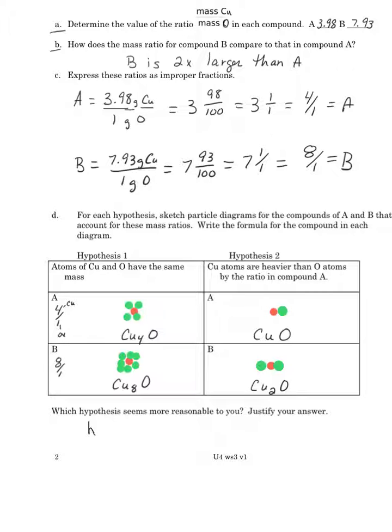Hypothesis 2 is most correct because it is not reasonable to suppose that all atoms have the same mass. If you look at the periodic table, we've got all the different atomic weights. Atoms have different weights, so it's not reasonable that these compounds would have these numbers in hypothesis 1, because we know that atoms don't all have the same weight. So that's the most reasonable answer.